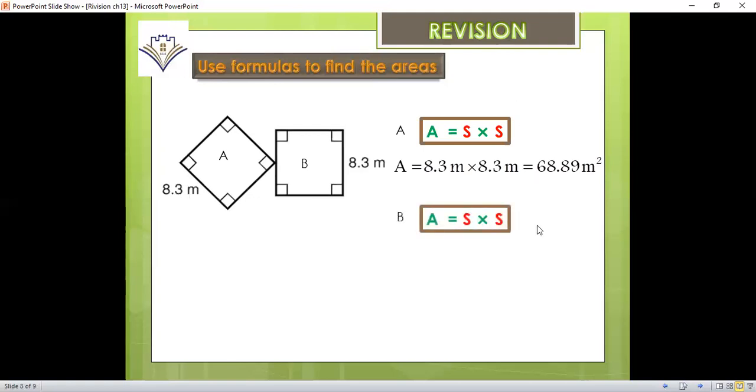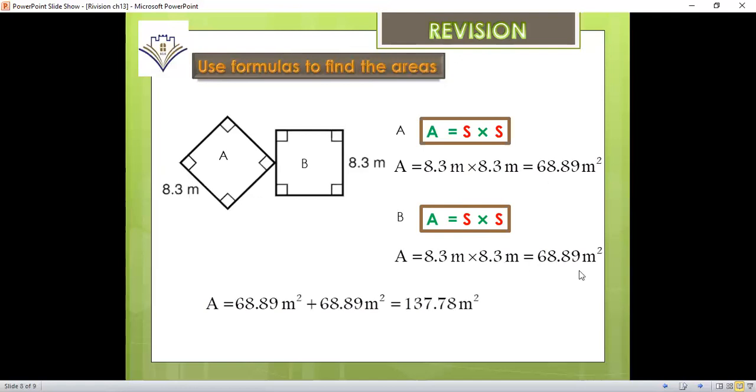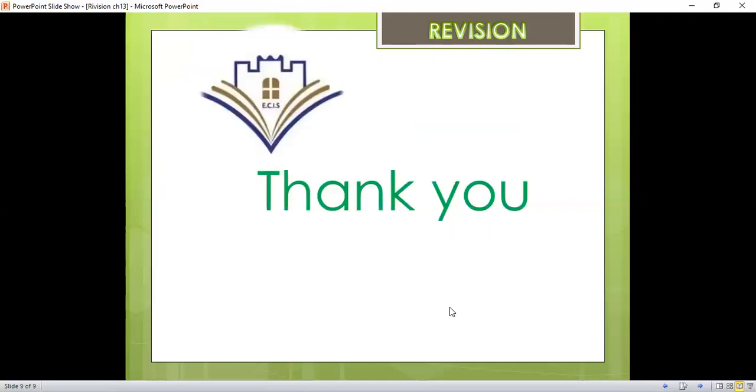The second, B, is also a square, side multiply side. Then area is equal to 8.3 meter multiply 8.3 meter equals 68.89 square meter. Then the total area, we will find the sum: 68.89 square meter plus 68.89 square meter. Then the sum of them equals 137.78 square meter. Thank you.